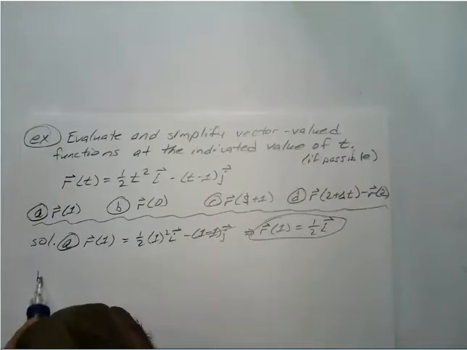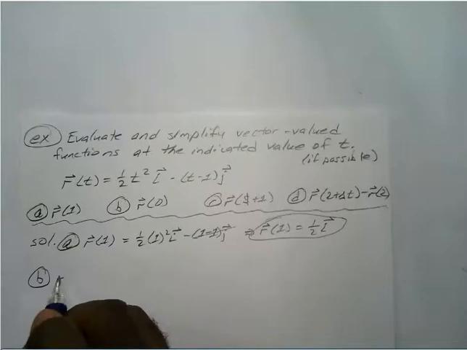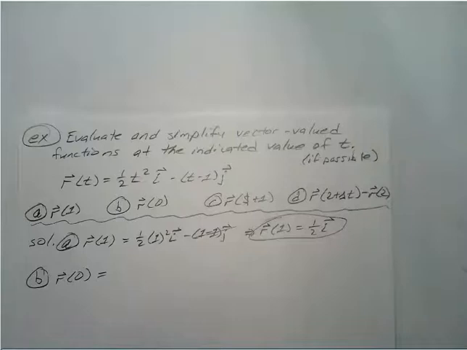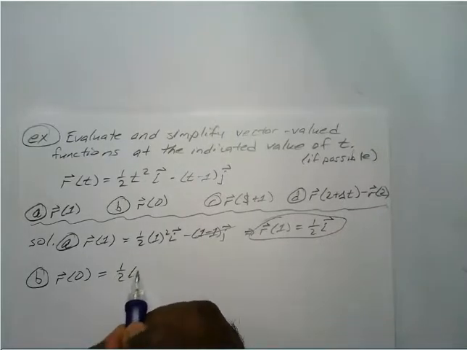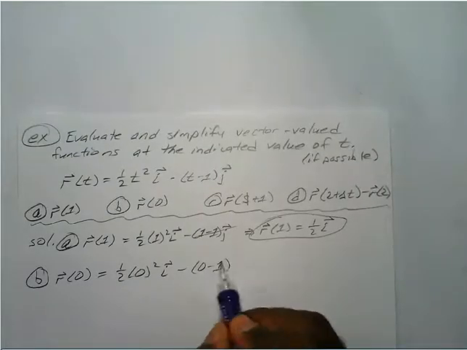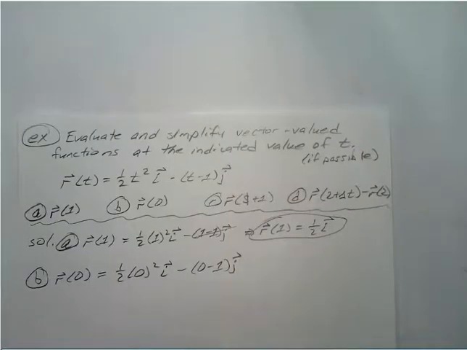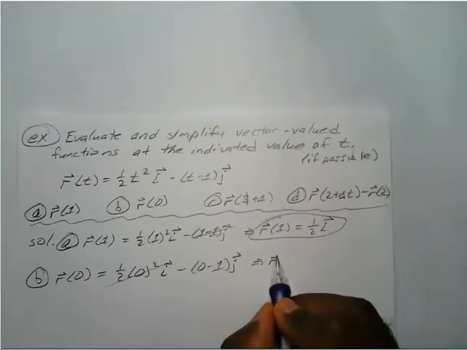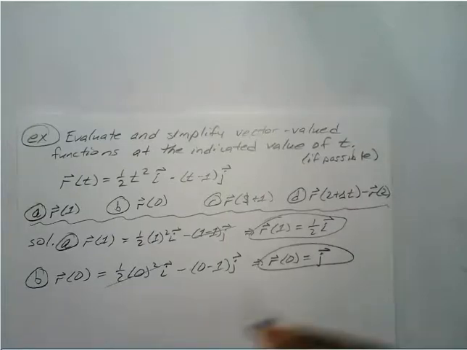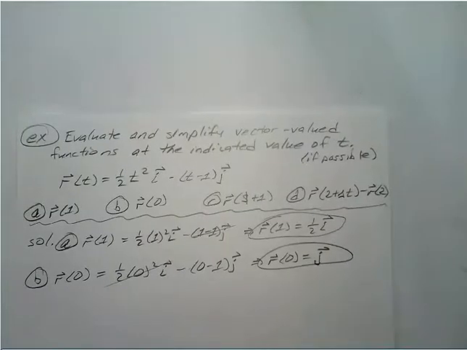So for problem B, same thing with r of 0. Okay, so that's equal to 1/2 times 0 squared times the i vector minus 0 minus 1 times the j vector. This time, the i term disappears because it's 0. Okay, so we end up with minus negative 1, which is just plus 1. So r of 0 is equal to just 1j, or our j vector.